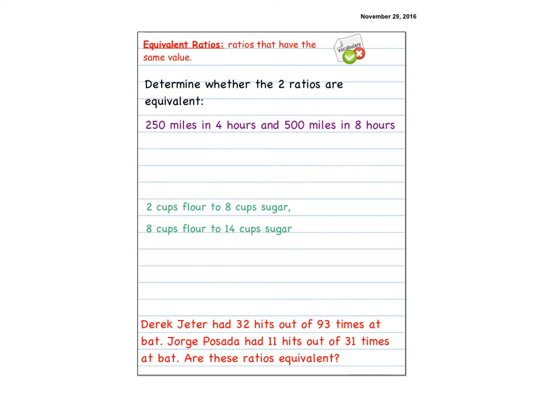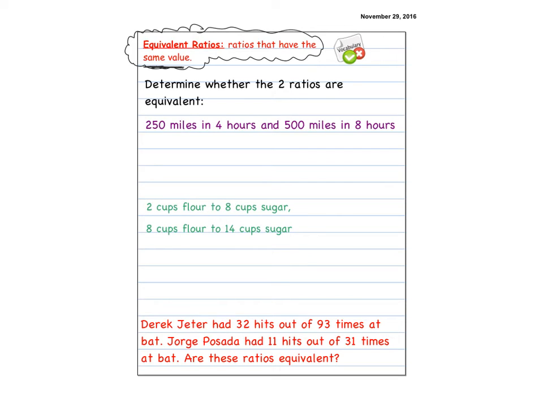And then if we want to check to see if ratios are equivalent, this is a word you need to write down with the definition. Equivalent ratios are ratios that have the same value, which makes sense because equivalent has the word equal in it, which is same value.